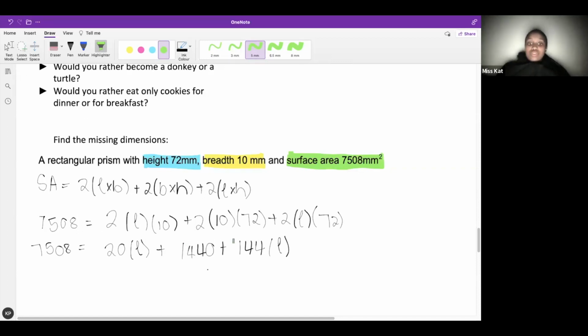Abu says 1440 and 144, but remember Abu, 144 has an L next to it. So is it a like term? 20L and 144L. Thank you, Gwena. So these two both have an L. Okay, so what am I going to do with this 1440?